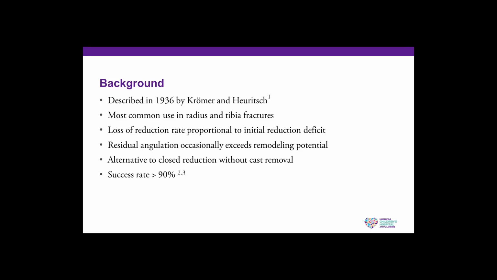Cast wedging was first described in 1936 by Kramer and Hurich. It's most commonly used in midshaft and distal fractures of the radius and of the tibia. The probability of loss of reduction in a fracture is proportional to the alignment deficit after closed reduction, and occasionally residual angulation can exceed the remodeling potential of a fracture. It is an alternative to repeat manipulation and reduction without the need to remove the cast. There is a success rate of higher than 90% reported by most authors for this procedure.